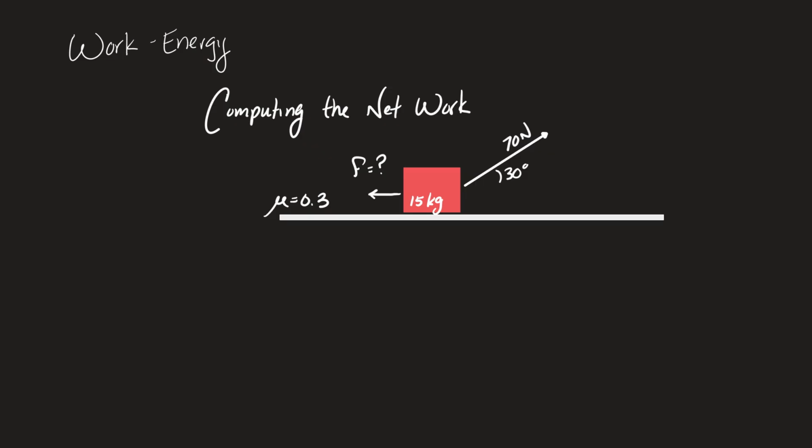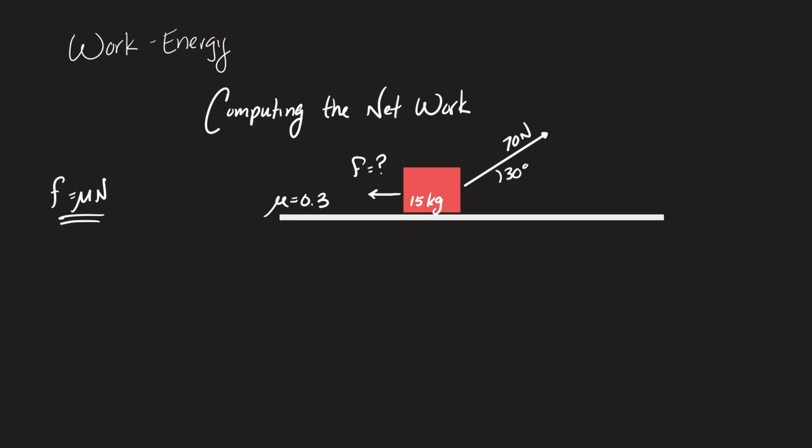I think I need the normal force, correct? To calculate friction, I need the normal force. So we need to calculate the normal force. As I recall, that's mu times the normal force to get the frictional force. So let's do the normal force. Did you calculate the normal force yet? What did you get for the normal force?